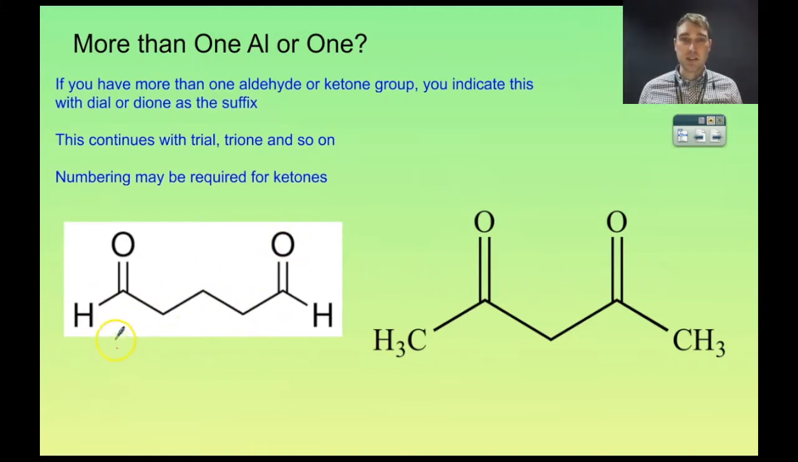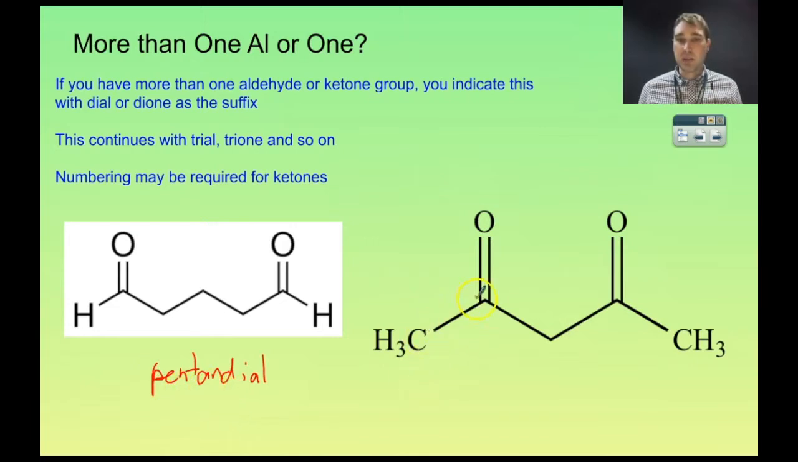With aldehydes, they're always at the end of the chain, so numbering normally isn't required. Let's have a look at this one down here as an example. How many carbons? 1, 2, 3, 4, 5 carbons. So we're going to have pentan, because then we're going to have -dial after that. So pentanedial. Pent-dial doesn't sound quite right, so pentanedial is better.